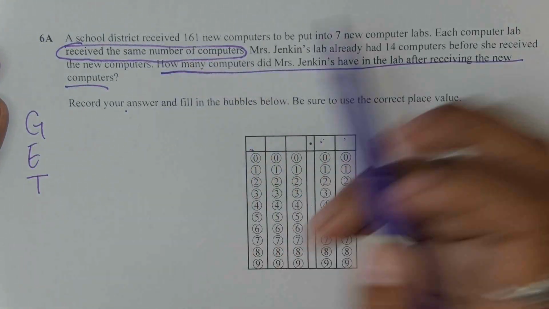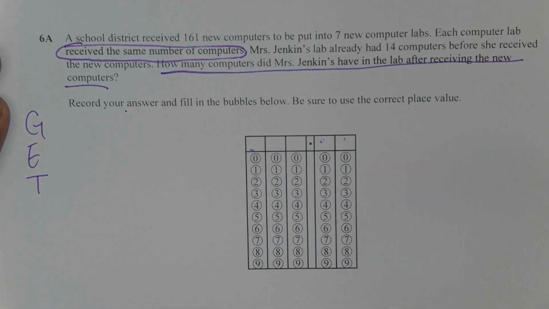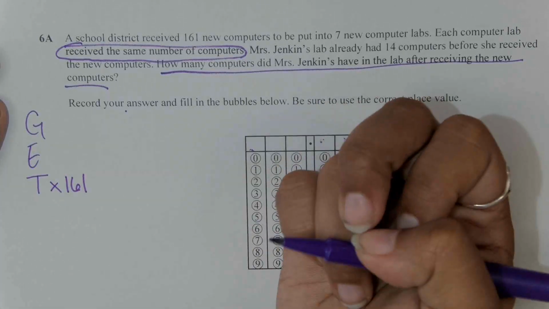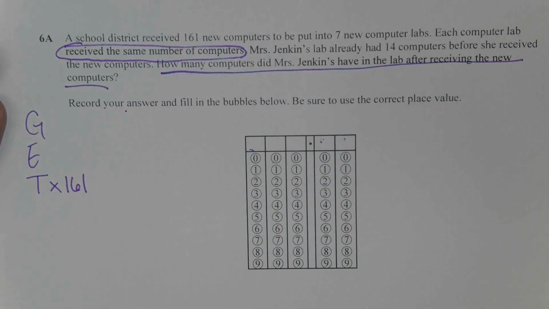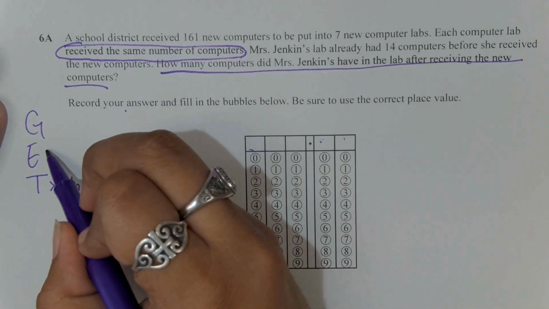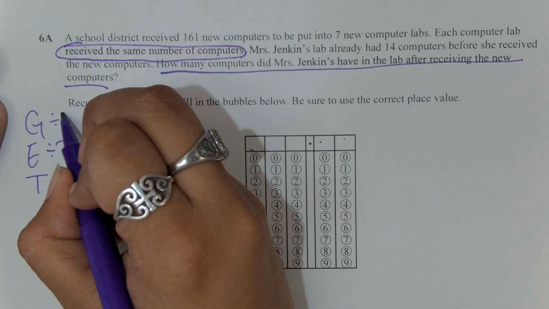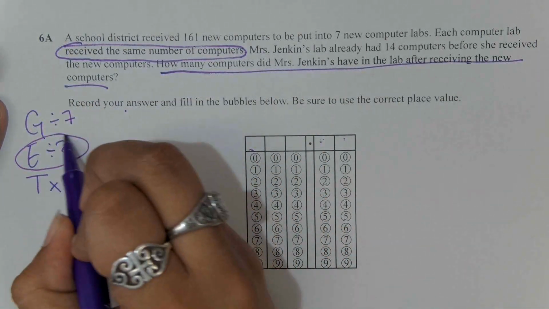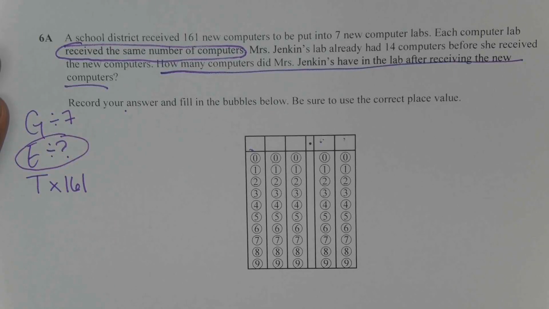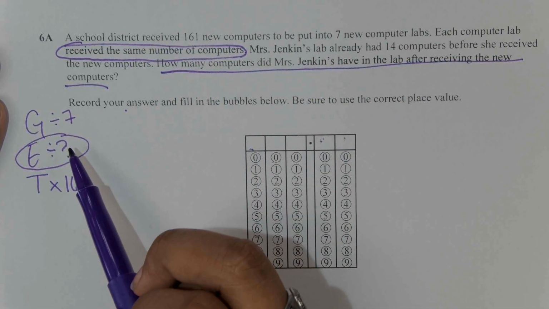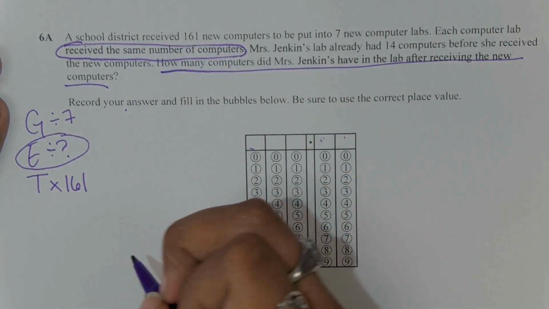Do I know the total amount of computers? Yes, so I know I'm not going to multiply because I know I have 161. Do I know how much each computer lab got? Nope. Do I know how many computer labs there are? Yes, and that is 7. So I'm going to divide. I'll be dividing my total by the number of groups I have to get to how many is going to be in each. So let's go ahead and attempt that.